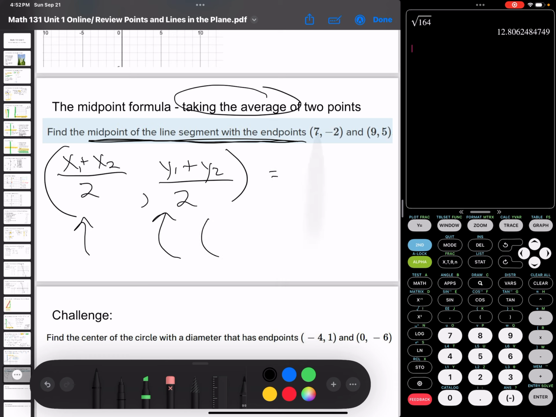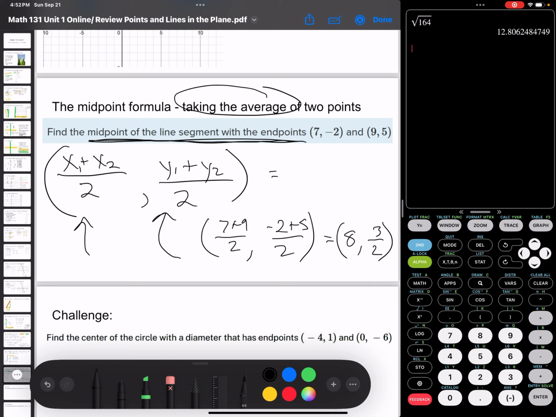So we have an x of 7 and an x of 9. So we have 7 plus 9 divided by 2. We have a y of negative 2 and a y of 5. So we have negative 2 plus 5 divided by 2. Working that out, I get 16 over 2, so I get 8 for my average x and 3/2 for my average y.